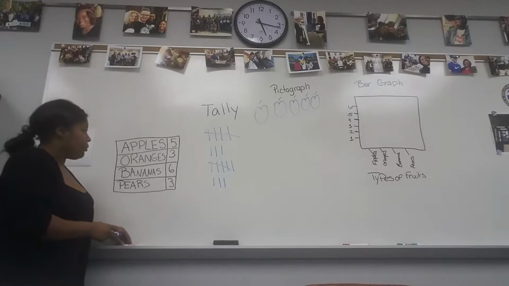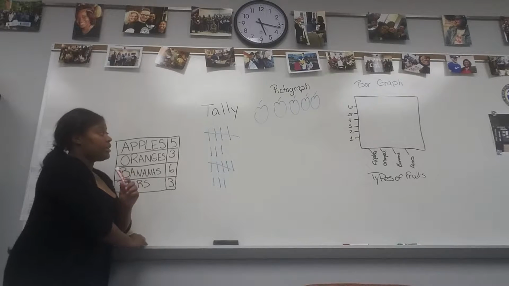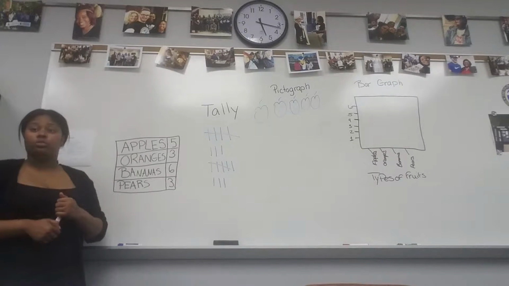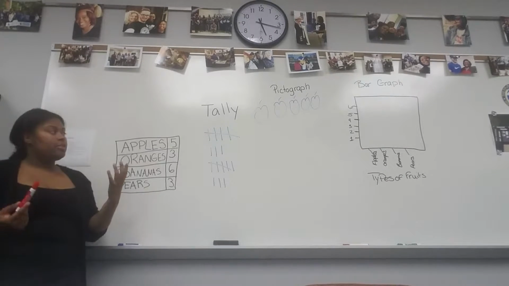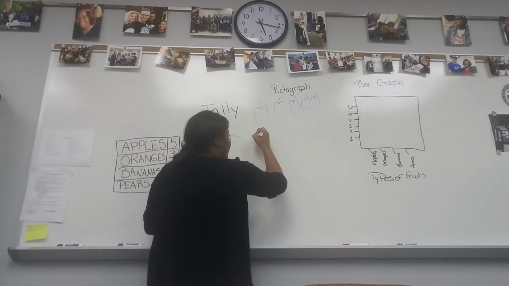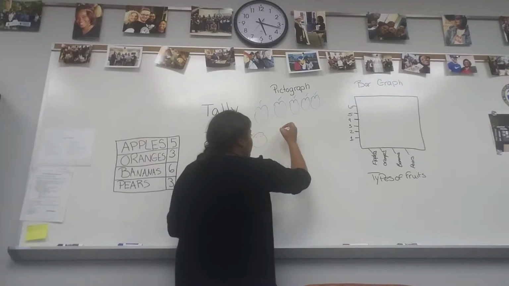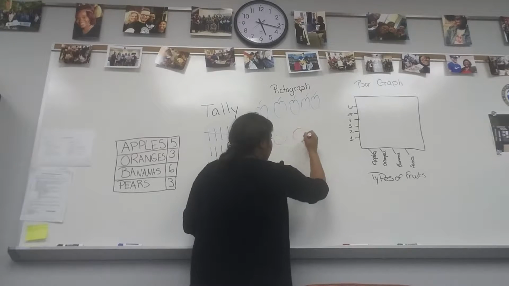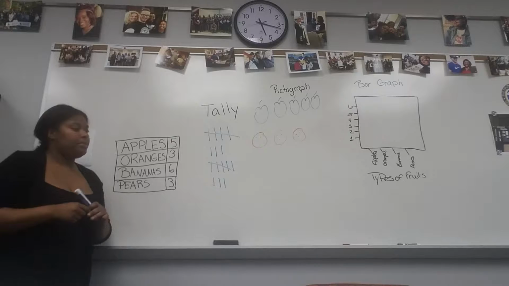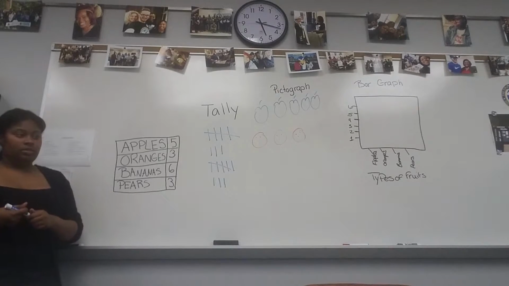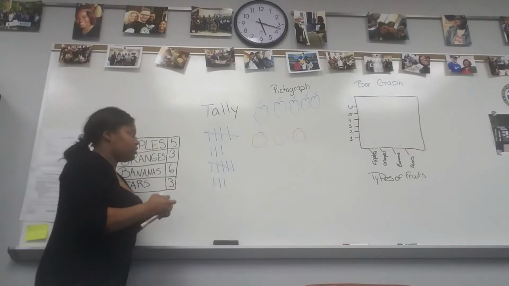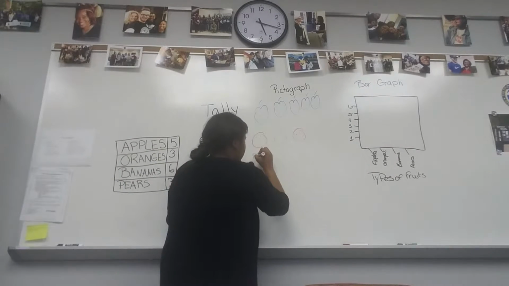I'm going to change my color, make it a little different, and then we're on oranges. How many oranges do we have? 3. So how many pictures of oranges should we have? 3. Yes. So we're going to make 1, 2, 3. And then, how many bananas should we have, Drish? 6. Yes. So with those 6 bananas, I'm going to just draw them.